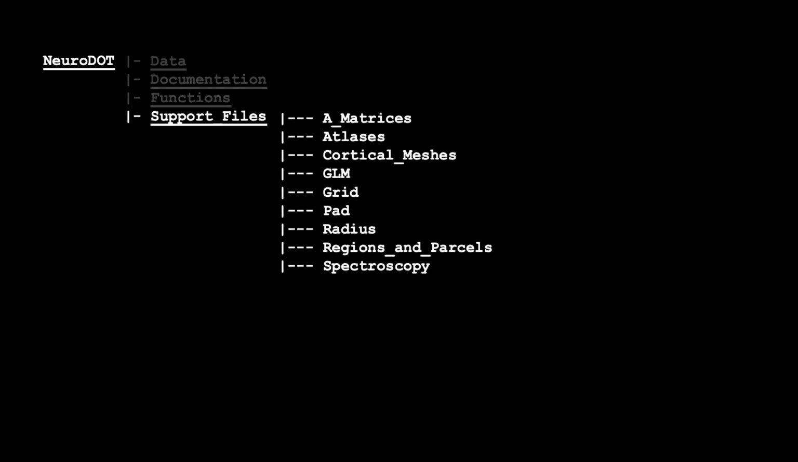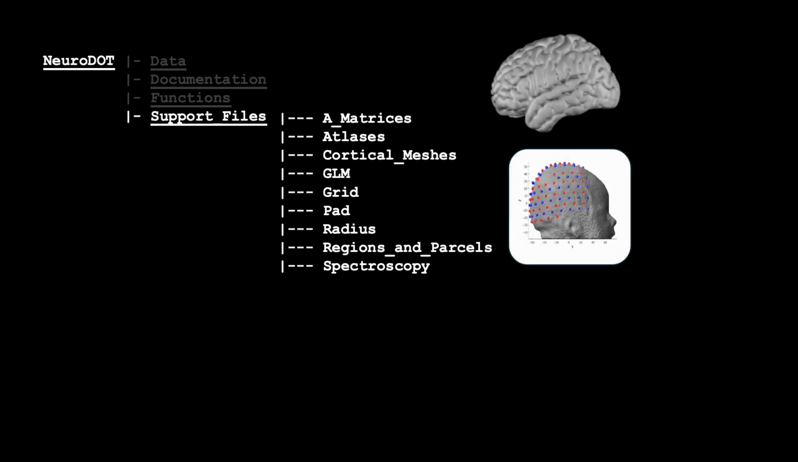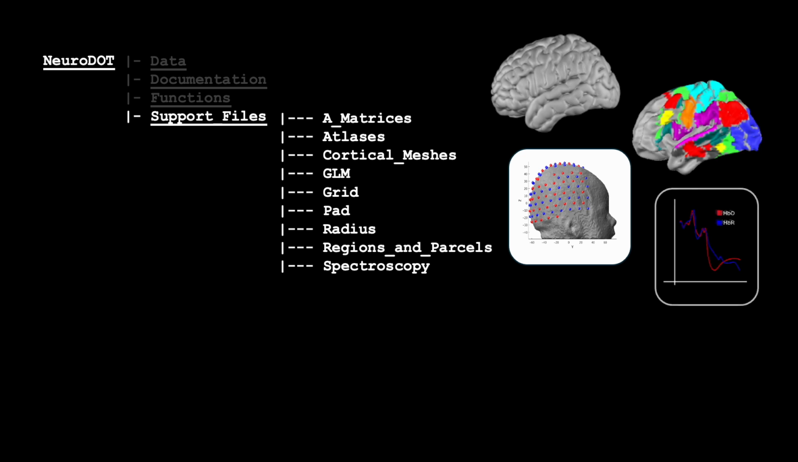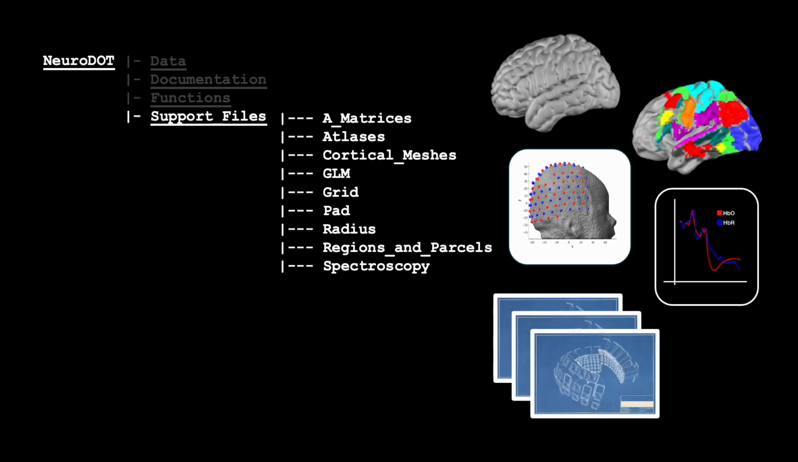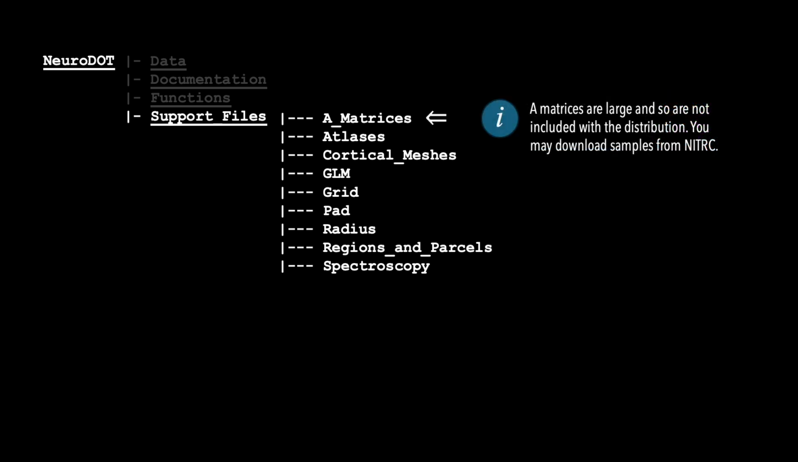Finally, the support files directory contains a number of files, mostly NIfTI and MAT files, that are required for various NeuroDOT processing tasks. This includes atlases, meshes, parcellations, spectroscopy data, and a number of standard pad files. Whereas files in the data directory are usually specific to one or more tutorials, support files are used for general processing. Note the directory for A matrices. These are generated as part of light modeling, but examples may be downloaded from NITRC and moved here. Because these files tend to be very large, examples are not included by default.